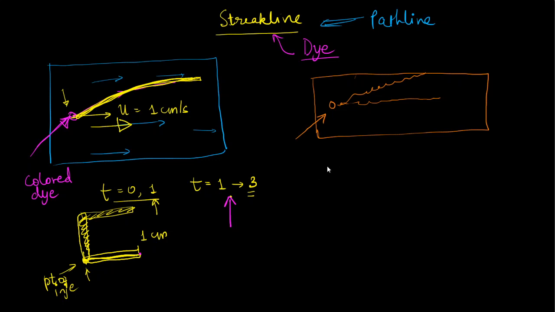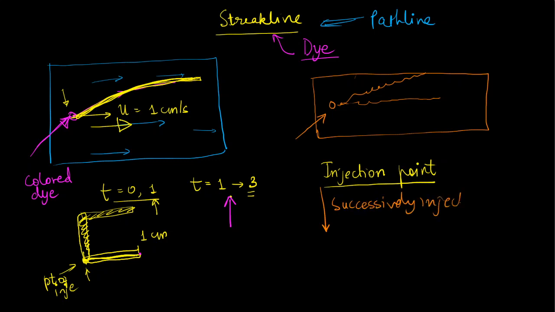Meaning I am keeping the injection point fixed. Mathematically what is going on is I am keeping the injection point fixed, I am successively injecting dyes at that particular point, and I am looking at the locus of all the dye particles.